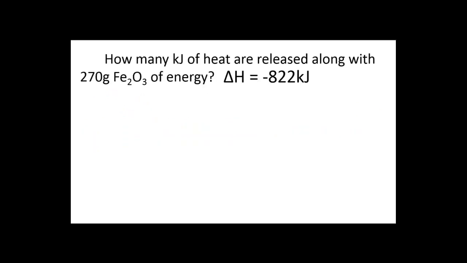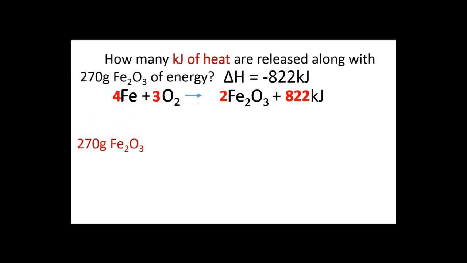How many kilojoules of heat are released along with 270 grams of iron 3 oxide? There's our balanced equation. Again, we want to identify what we're starting from or converting from, in this case 270 grams of iron 3 oxide, and we want to find how many kilojoules of heat are produced. So the first step with all these stoich calcs is to write down what we're converting from. Make sure that we include both the unit, grams, and the substance, iron 3 oxide. Students who have trouble with these calcs often forget to record those.